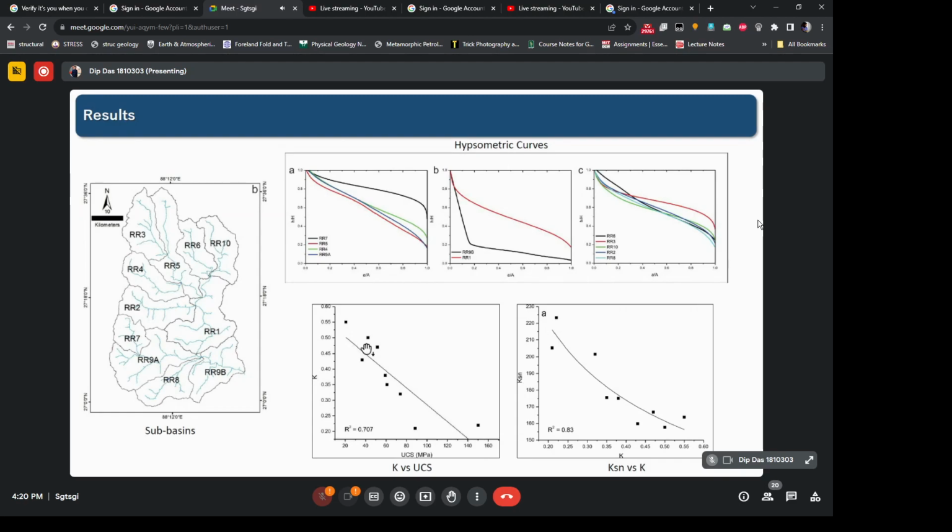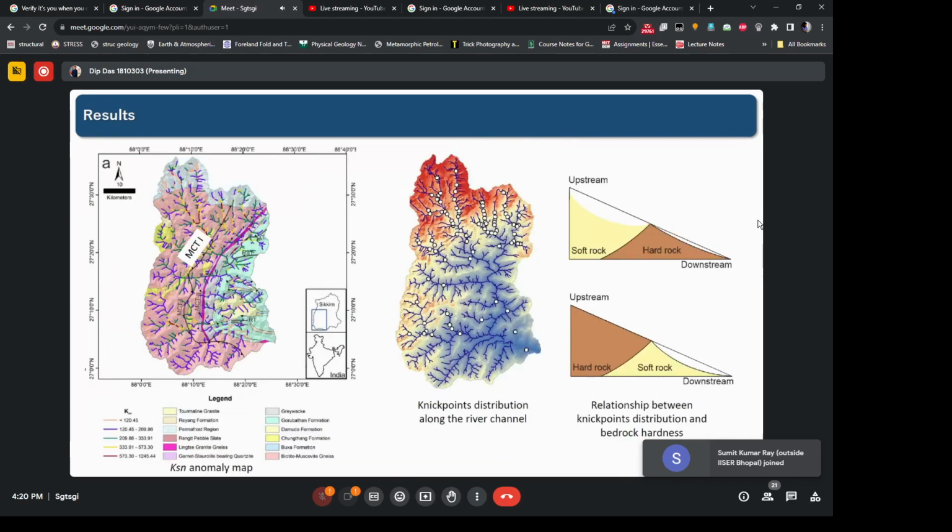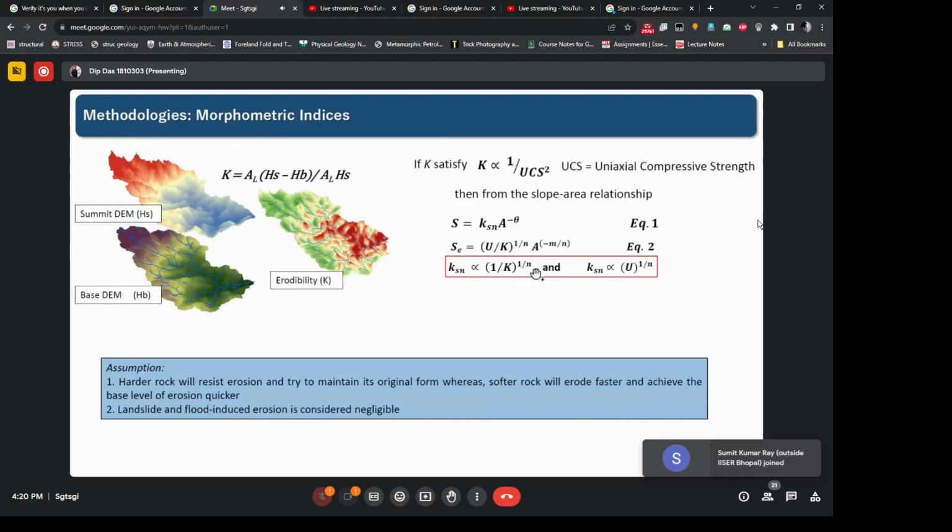So first, as I already mentioned, I tried to understand the relationship between K and UCS, and here we see that our relationship follows. And then we moved further and tried to understand the relationship between KSN, or the steepness index, and the erodibility, and we see an inverse relationship here, as predicted by this equation.